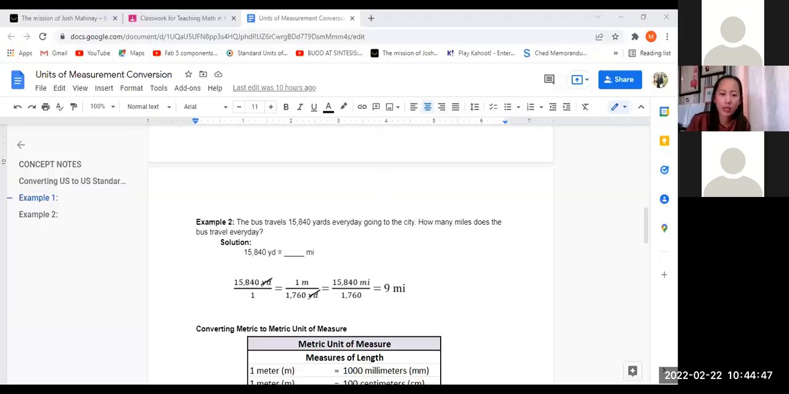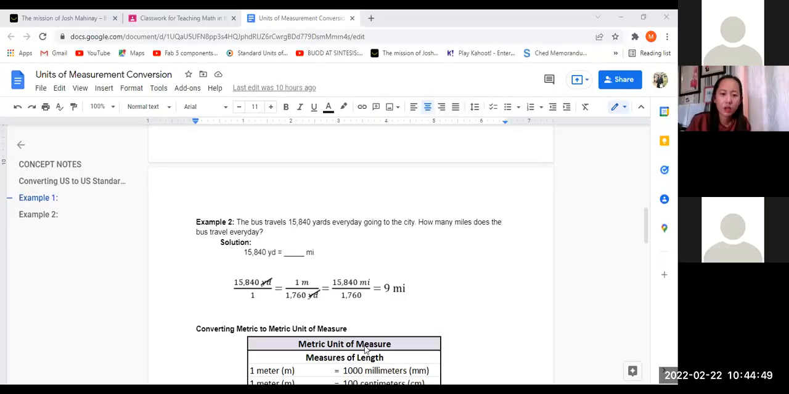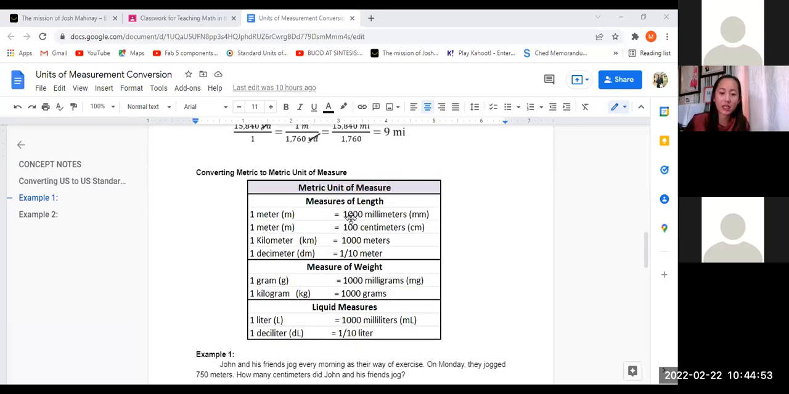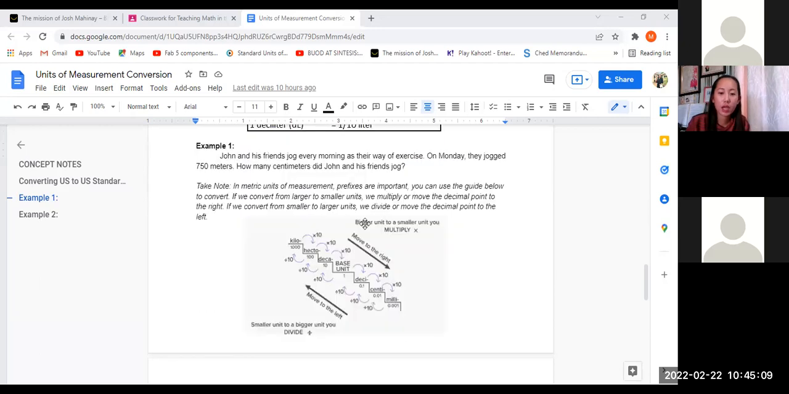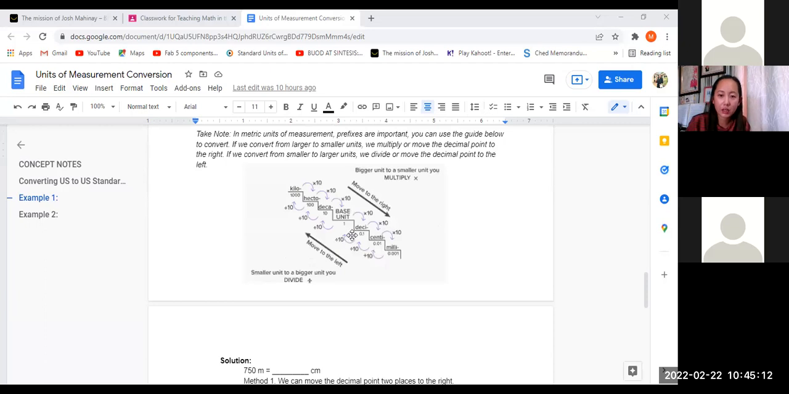Okay, so next, we have converting metric to metric unit of measure. Okay, this is the easiest one. Why is it the easiest? We are using prefixes that tell us which is greater and which is smaller, right? You can see here the bigger unit to smaller unit and smaller unit to bigger unit.